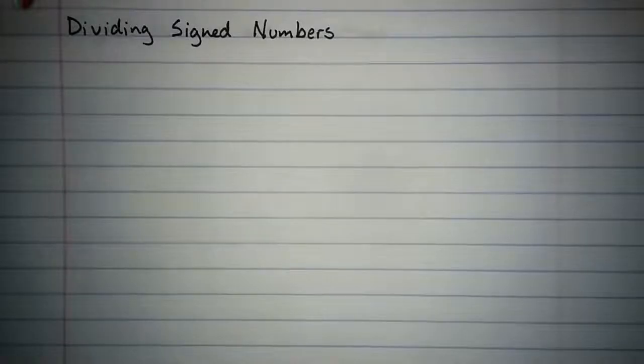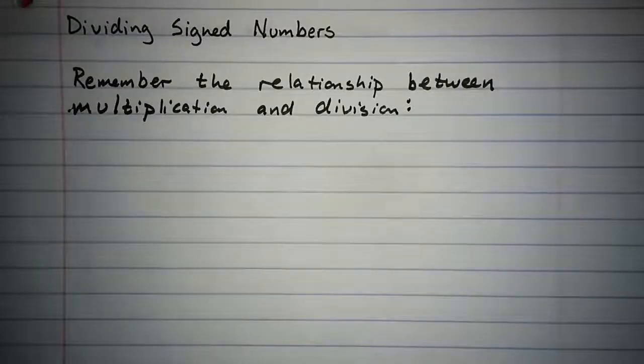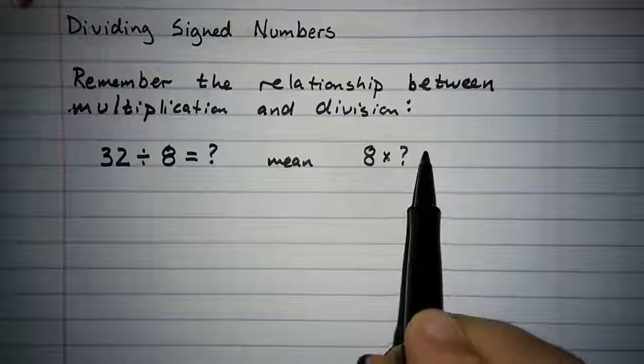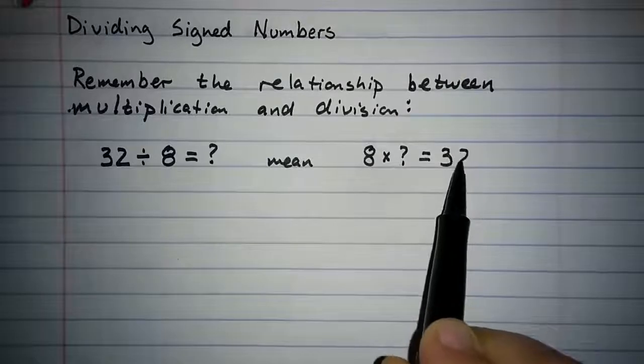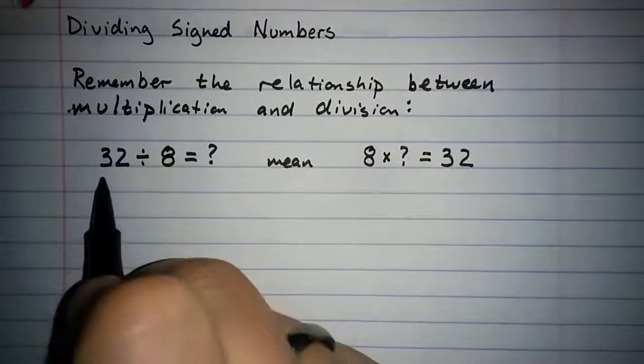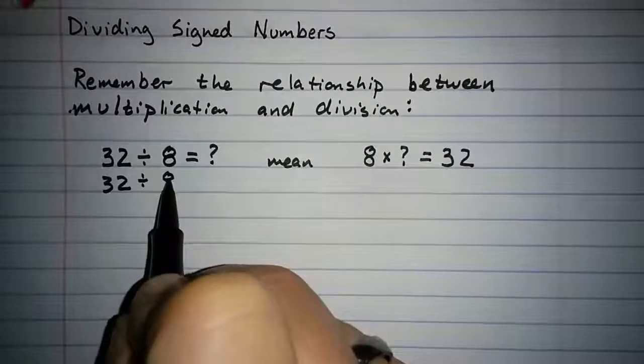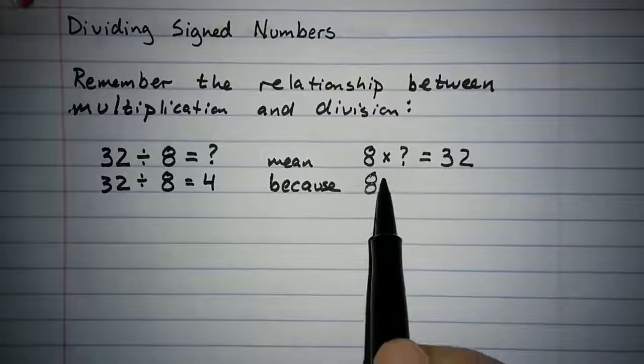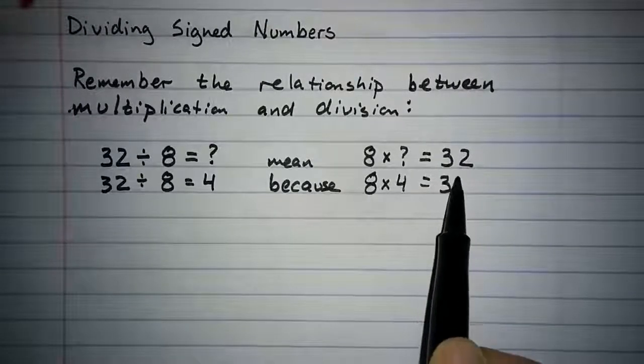To figure out what ought to happen when we're dividing signed numbers, we need to remember the relationship between multiplication and division. When I say, for example, what is 32 divided by 8? I mean 8 times what number gives me 32? And so 32 divided by 8 equals 4 because 8 times 4 equals 32.